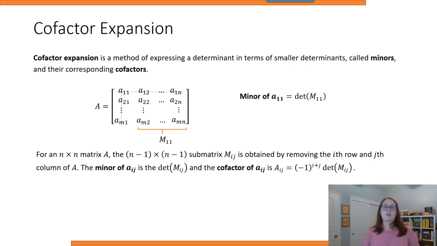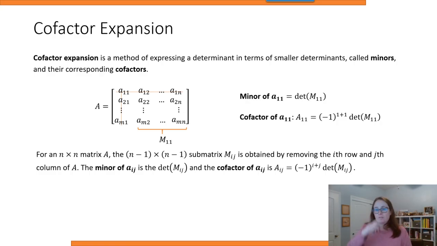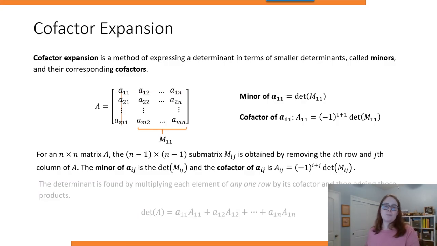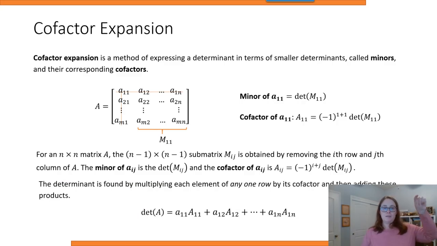Okay, so the minor for A11 would be the determinant of this smaller submatrix. And then to find the cofactor, I would multiply that by -1 to the 1 plus 1. Or here, that would be -1 squared, which is just 1. So the signs are going to alternate as you do this. Okay, and so once I've found the cofactor for that term, I multiply it by the number that was crossed out twice, the one in that row and that column. So for this example, it would be A11.